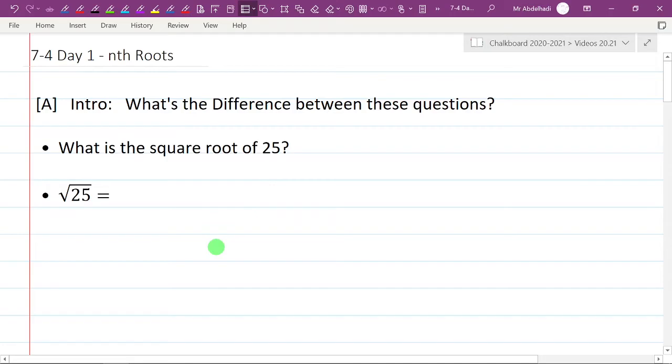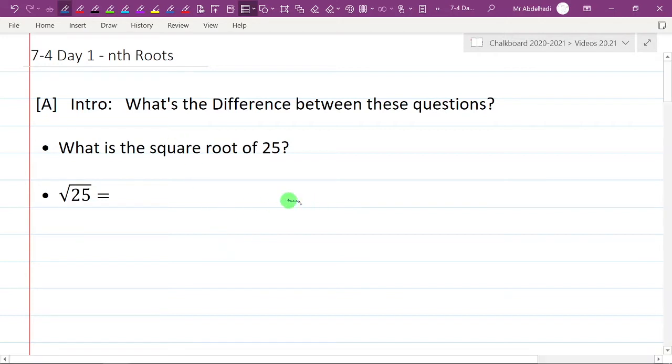Okay, welcome back. Today we're going to be talking about nth roots, okay? So you guys know what a square root is, but there are other kinds of roots other than square roots, where there are cube roots and fourth roots and fifth roots and sixth roots and so on and so forth. They go on forever. So it isn't just about square roots.